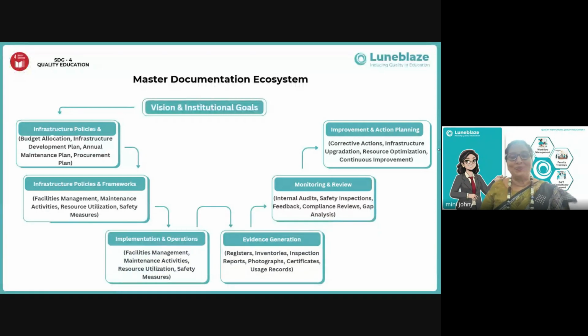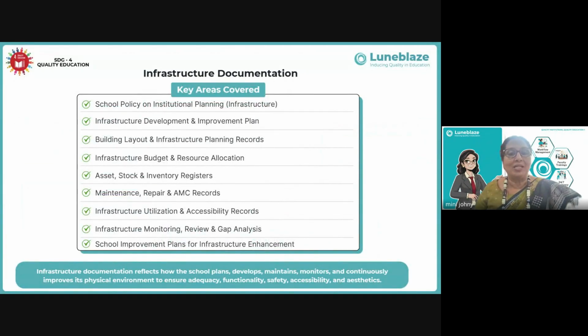Thank you, Smriti. Infrastructure documentation, school policy on institutional planning, that is infrastructure. We have discussed the infrastructure development and improvement plan. Please take a pic of this, okay? Because we are going to have the same kind of thing. This we are going to explain one after the other.